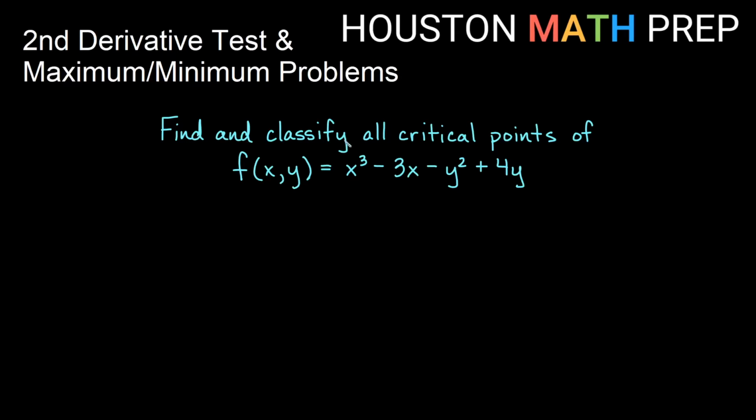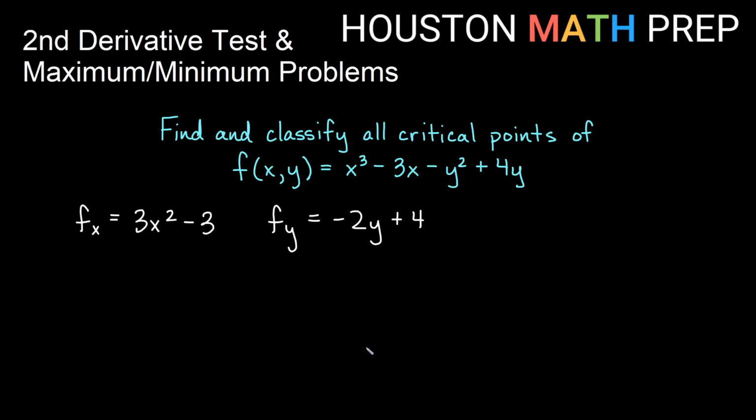We want to find and classify all critical points of our function x cubed minus 3x minus y squared plus 4y. So we'll first find our critical points. We will find our first partial derivatives and figure out when those are both 0. So partial fx is going to equal 3x squared minus 3. And partial fy will be negative 2y plus 4.